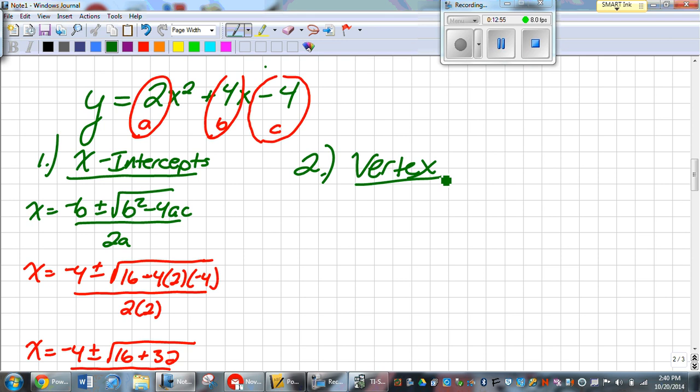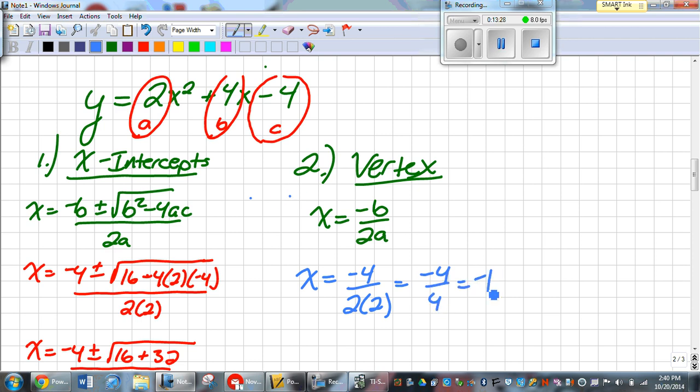Okay, now to find the vertex, we're going to use the formula x equals the opposite of b over 2a. Okay, so as I go through this, actually let's use a different color. My b value is 4, so the opposite of b should be negative 4, over 2 times my a value, or 2 times 2. That'll give me negative 4 over 4, which is negative 1.